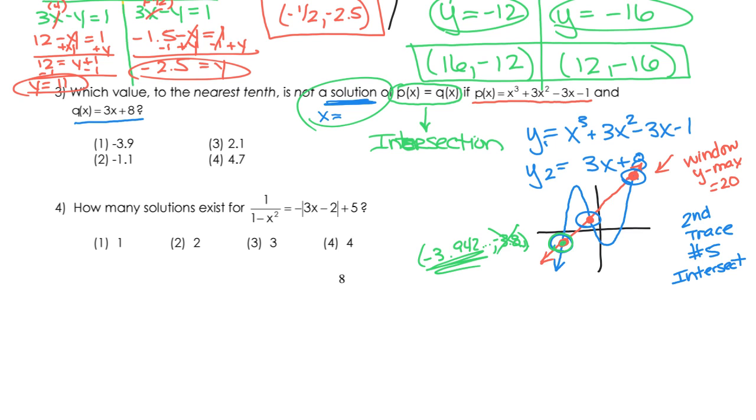And so if you look at your choices, they're all rounded to the nearest tenth, and the question says nearest tenth. And so this is going to be negative 3.9. Okay, and that is a solution. They're looking for which one is not a solution. So choice 1's gone.